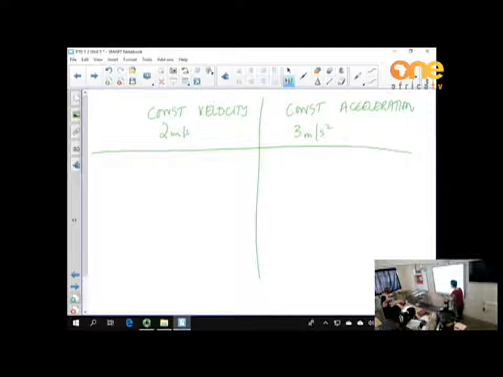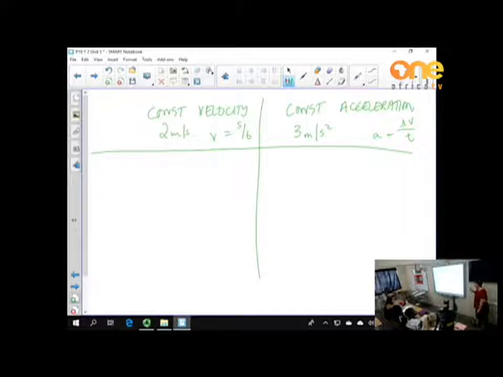Now, first of all, the definition of velocity is a rate of change of displacement. Are you all with me? The definition of acceleration is a rate of change of velocity. This one, speed, is displacement divided by time. Acceleration is velocity over time.